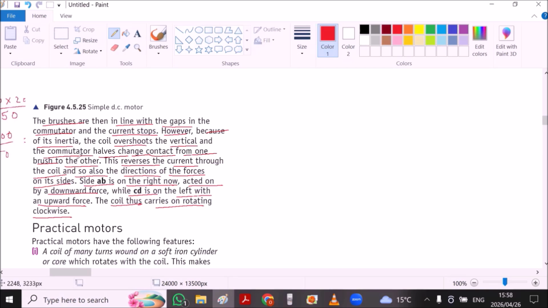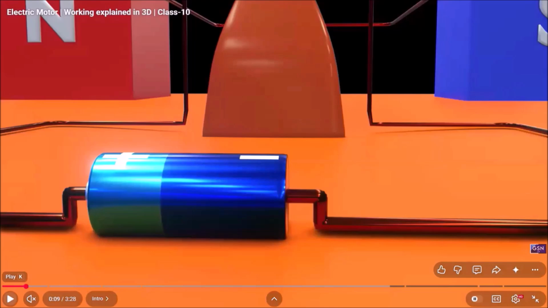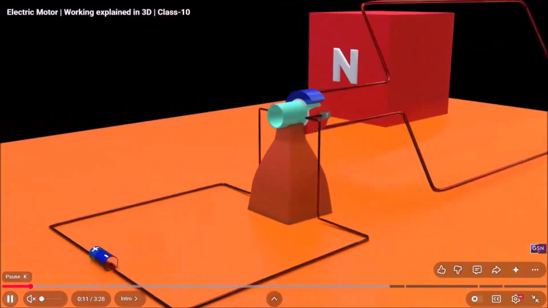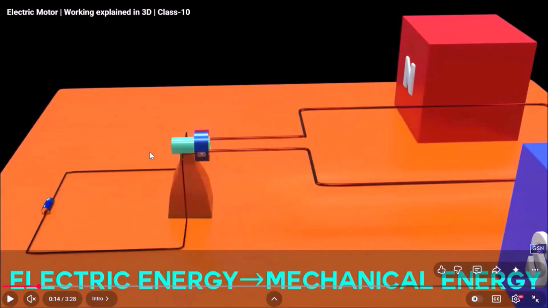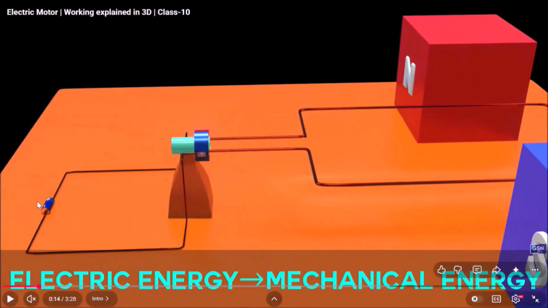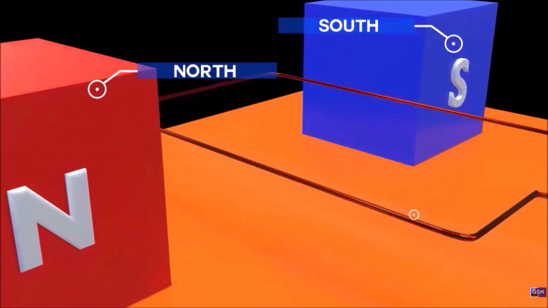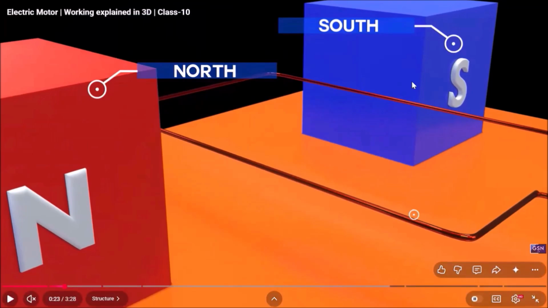Let's look at an animation to see how a DC motor works. So this is the animation of the motor. The motor converts electrical energy into mechanical energy. This is our source of power. We have a rectangular coiled copper wire that is between the poles of a magnet, the north and the south.